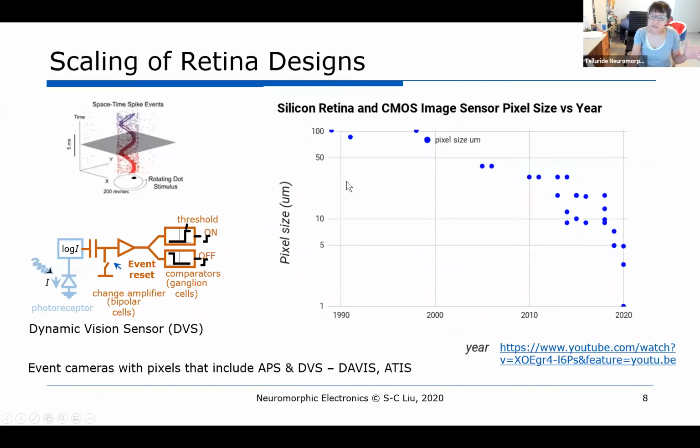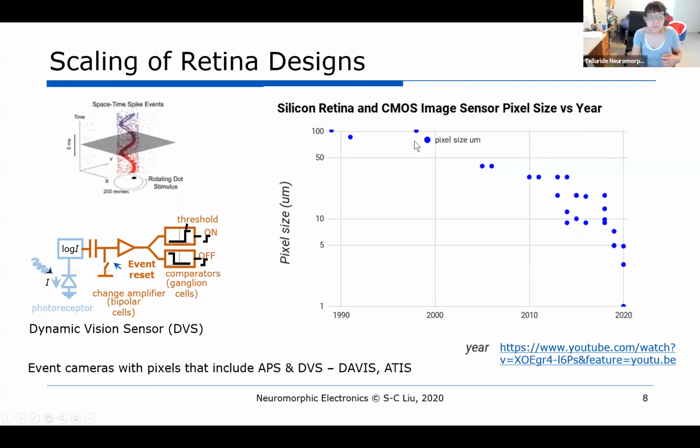So let's see how retina pixels have shrunk over the years, because we know there's Moore's law. If a pixel built back in 1990 in Mahowald's retina was 100 by 100 microns, what is it nowadays? Is it going to be as competitive as CMOS sensors?